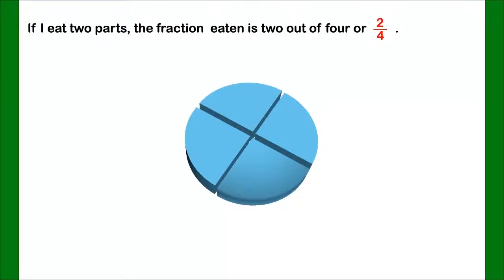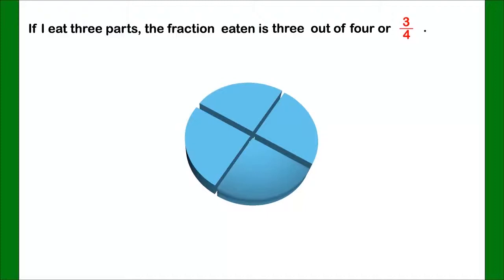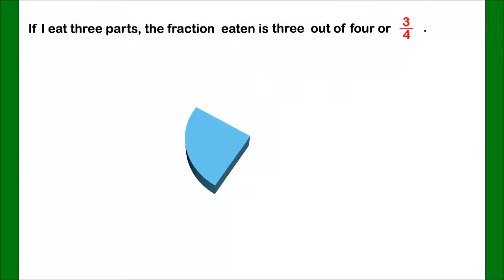Assuming I still have the 4 equal parts, and I ate 2 out of the 4 parts, then the fraction of the cake I have eaten can be described as 2/4. And finally, let us assume that I still have the 4 equal parts, and I ate 3 out of the 4 parts. Then the fraction of the cake I have eaten can be described as 3/4.